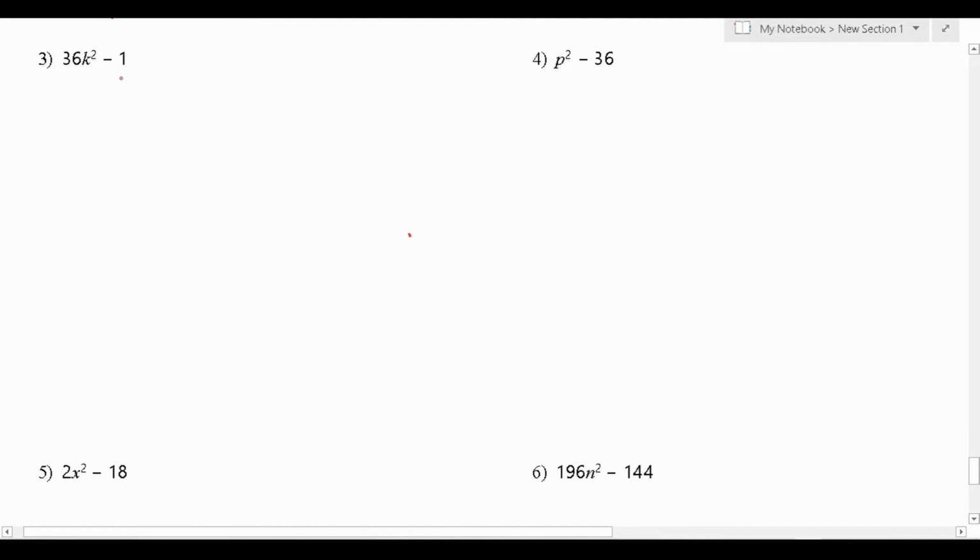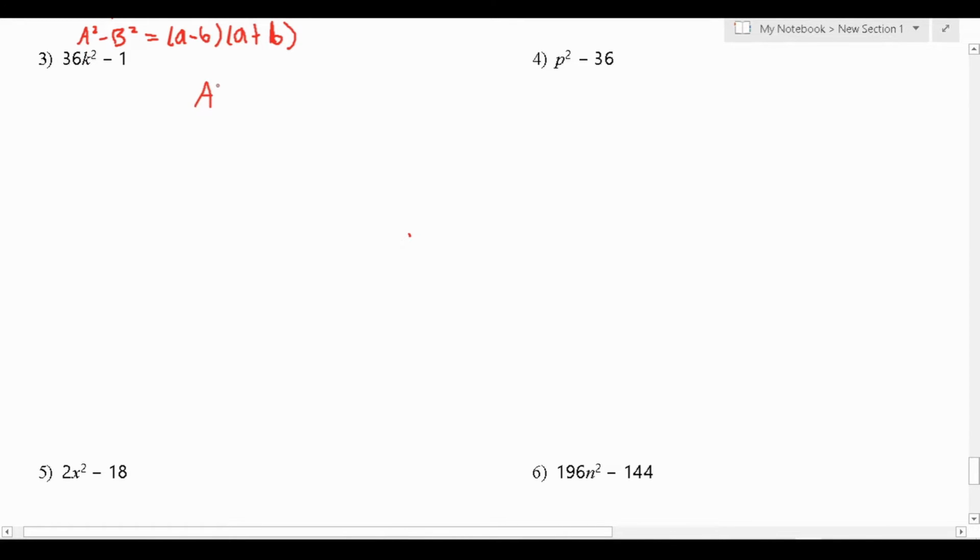That said, again, we can see number 3, which is 36k squared minus 1, is in fact the difference of squares, which looks like this, a squared minus b squared. And again, the solution is going to be a minus b, a plus b. That looks like a 6, but we'll fix it. But that said, we do have to find a way of going from a squared to just a.